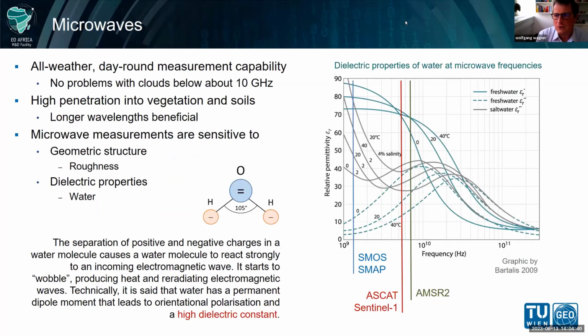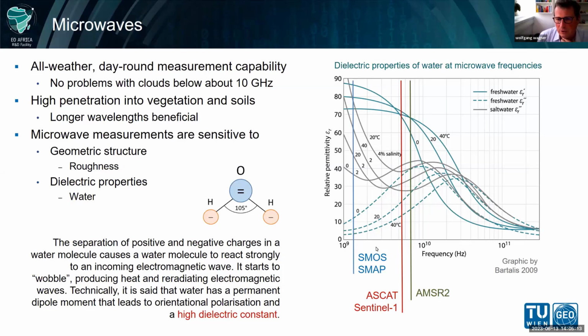So just again on the background, why this talk focuses on the use of microwaves for soil moisture remote sensing: this is because with microwaves we are in a good situation that we can obtain measurements all year round under all weather conditions, and microwaves have a capability to penetrate deeper into vegetation and soil. So the longer the wavelength is, typically the more beneficial it is for the estimation of soil moisture.